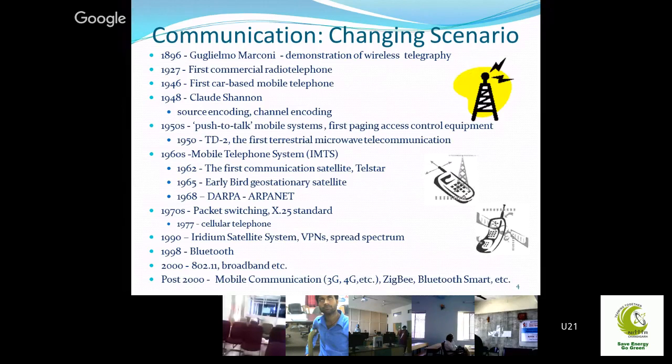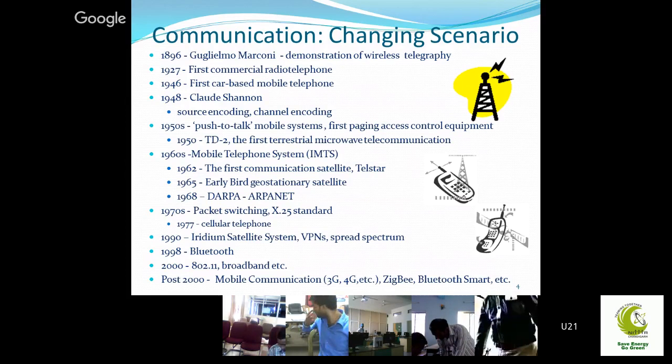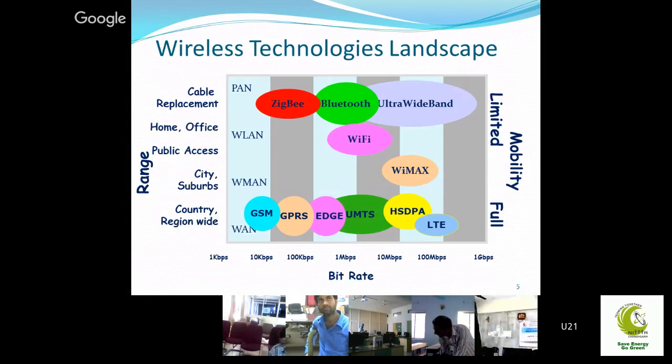If we talk about the changing scenario of communication, since 1896, when Marconi demonstrated the wireless telegraphy, and if we talk about the last two decades, we have seen lot many technologies like mobile communication, ZigBee, etc. And today we are living in the age of LTE. So this is a typical wireless technologies landscape.